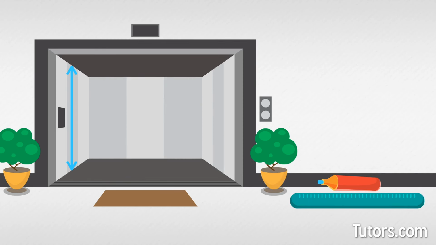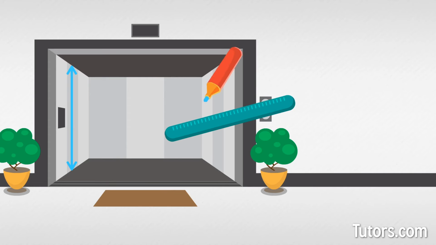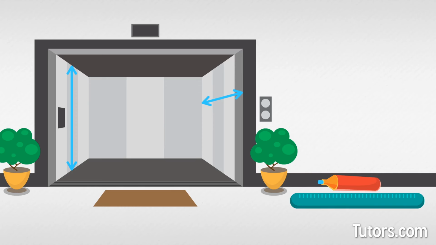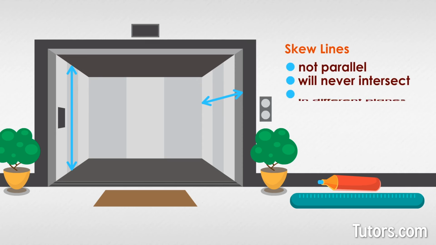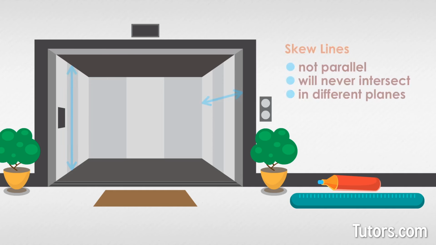That looks nice. So you draw another line on the opposite side wall, going from the car's front to back. Notice the two lines are in two separate planes, separated by all the space you are occupying. More, one line is going up and down while the other is going front to back. Those are skew lines. They are not parallel and they will never intersect. They are in two different planes.